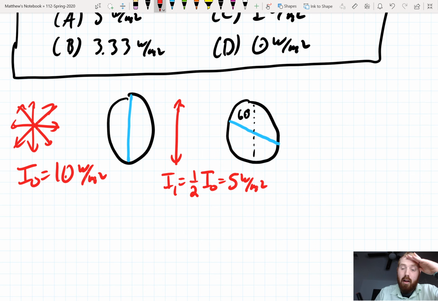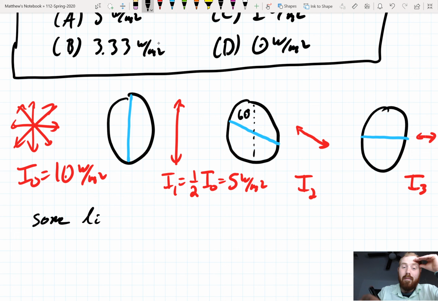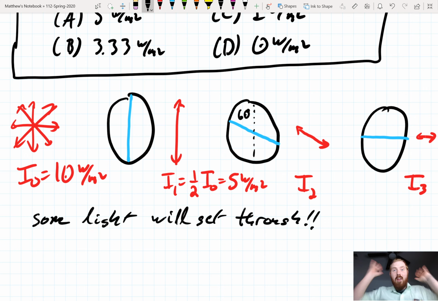Some of this ray is aligned with that, so we get some I2. Keep going. Some of I2 lines up with that last guy, and I3 exists. So in fact, some light will get through, whereas originally, none of it did. Somehow introducing a third blocking object now allows sunlight to be transmitted.